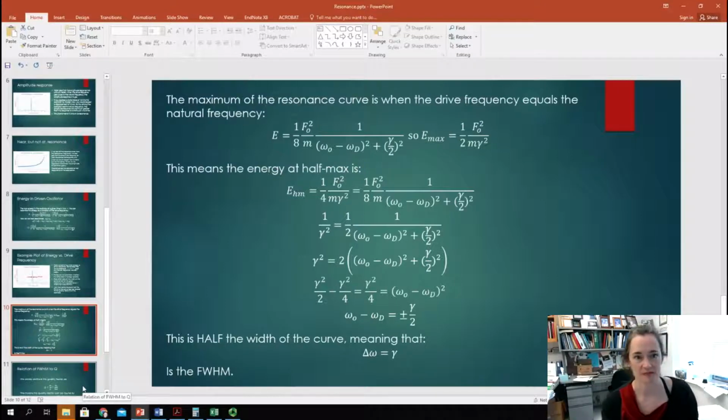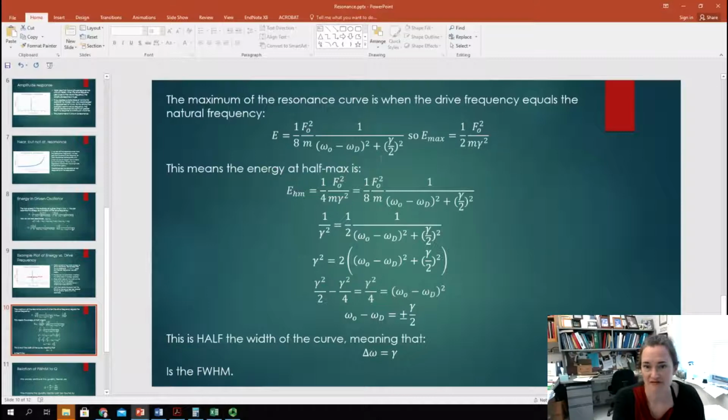What is the maximum of my resonance curve? Well, my maximum energy would be when the drive frequency equals the natural frequency omega naught. If I plug in omega drive equals omega naught into my equation for my energy, then I end up with a maximum energy of 1/2 F naught squared over m gamma squared. That's where my maximum energy response is, and that's because this omega naught minus omega d thing goes to 0. So that's my max.